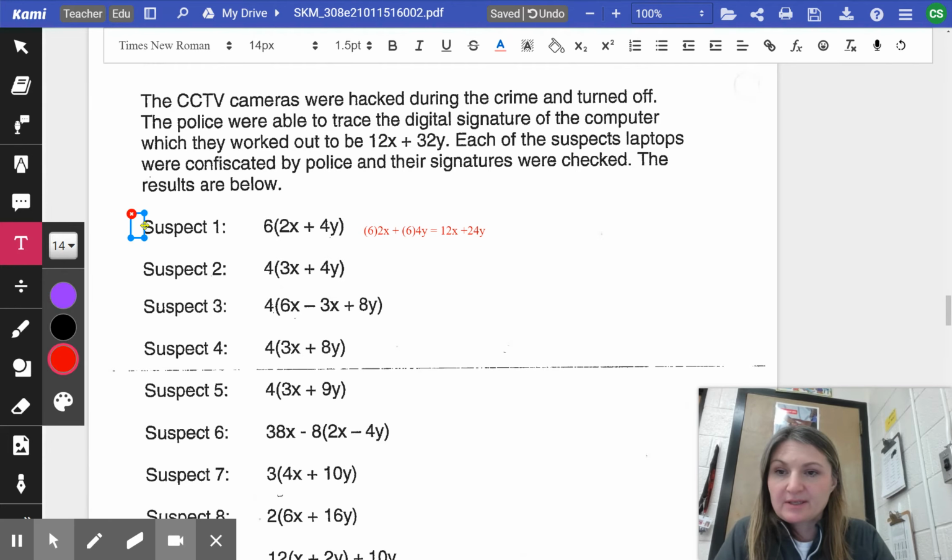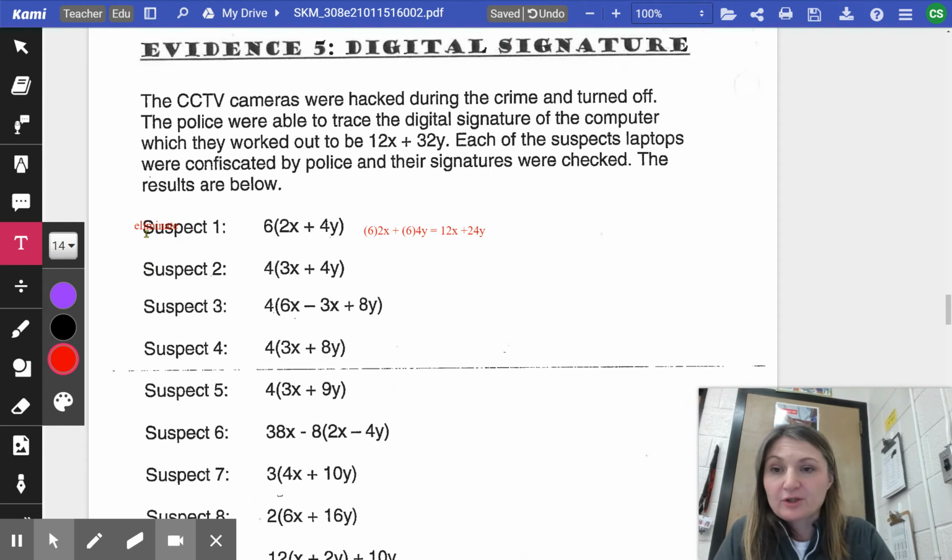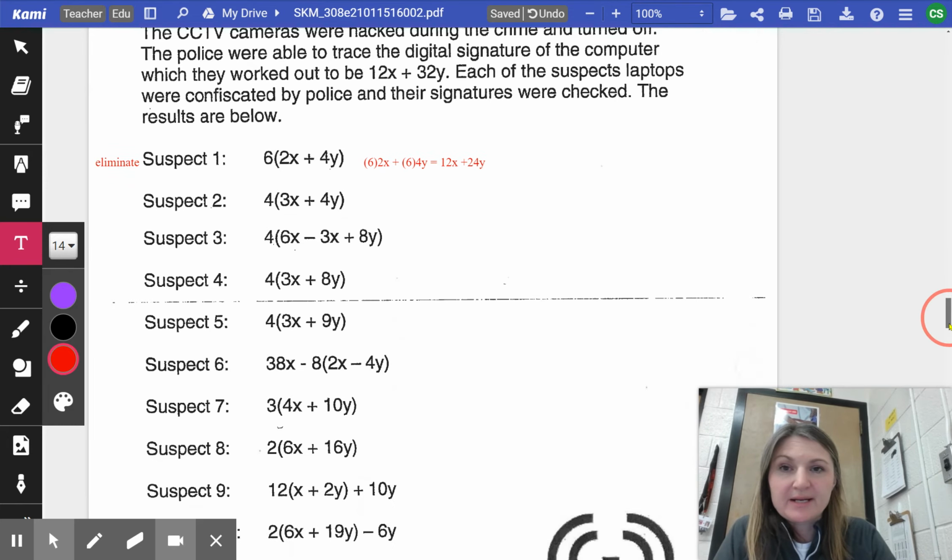So next to suspect 1, I'm going to write eliminate. I believe they were already eliminated from the first clue anyway, so now they're double eliminated. I know it's not suspect 1. Keep going through the rest of the suspects to see who else you can eliminate.